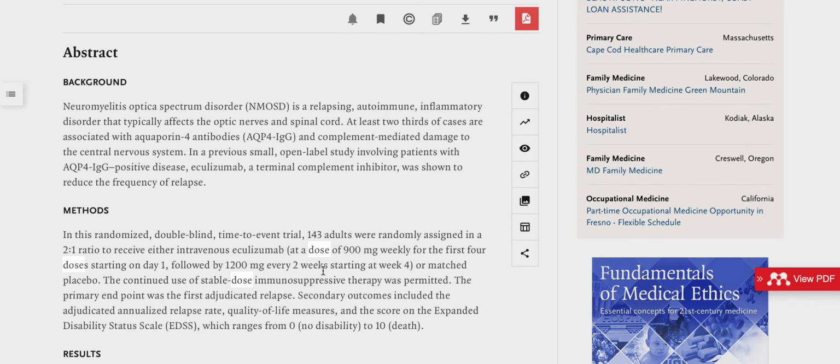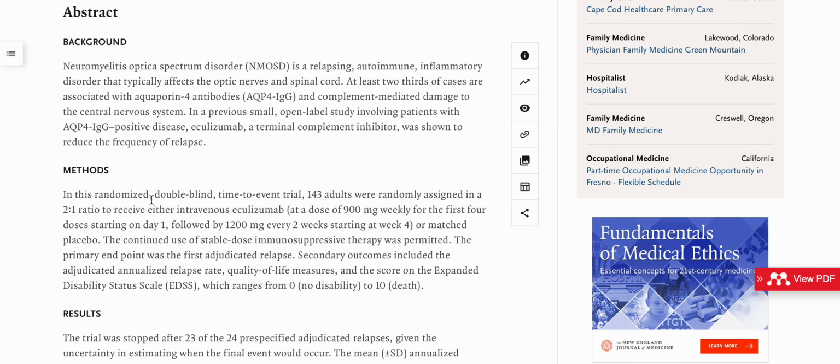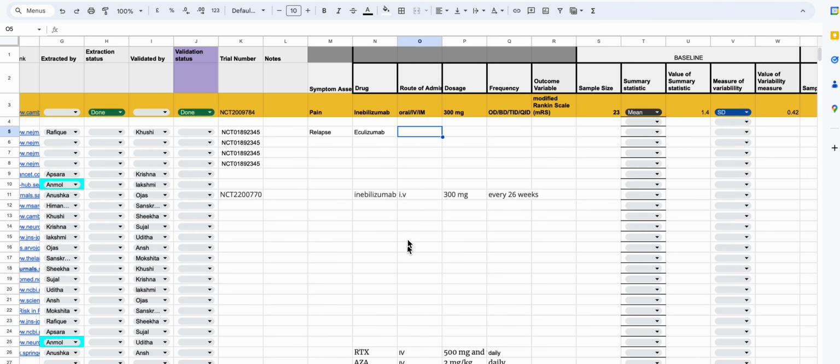Okay, so randomization, we randomly assigned in 2:1 to receive either intravenous or matched placebo. So the route is intravenous. Matched placebo means they have given it through the same intravenous route, but just the dosage is different. Basically placebo has no dosage, so there won't be a problem of it. So basically I would write here IV, and then here dosage.